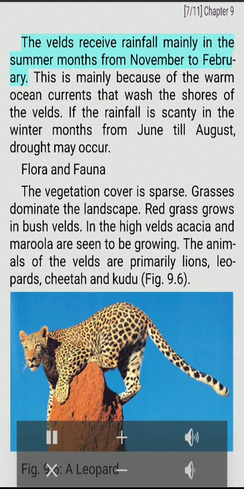The velds receive rainfall mainly in the summer months from November to February. This is mainly because of the warm ocean currents that wash the shores of the velds. If the rainfall is scanty in the winter months from June till August, drought may occur.